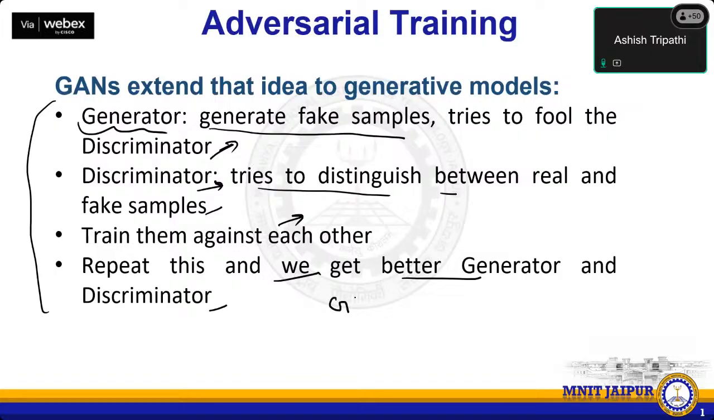We need to improve G as well as we need to improve D, because for a better GAN, both the generator and discriminator need better training and better understanding. If any one of them is weak, then ultimately our overall GAN model will not be that efficient at classifying between the real and the fake ones.